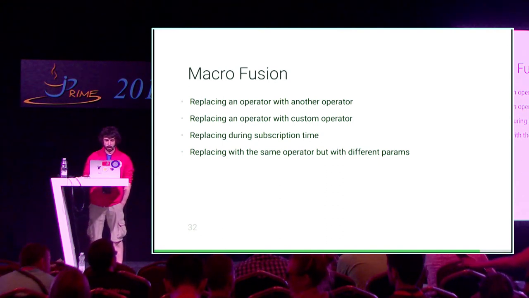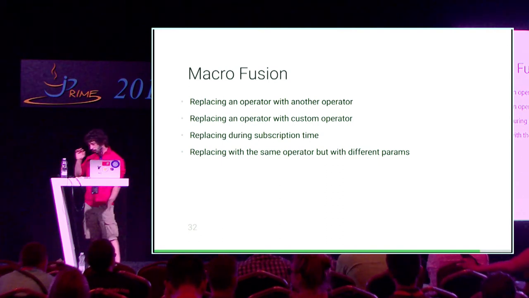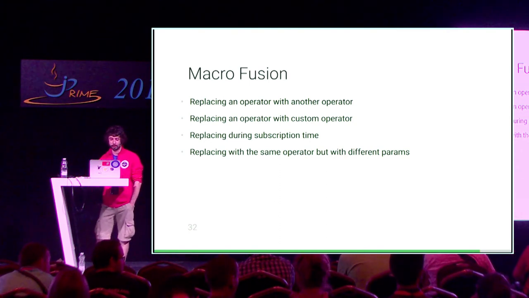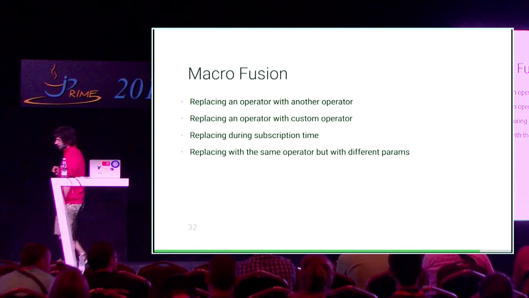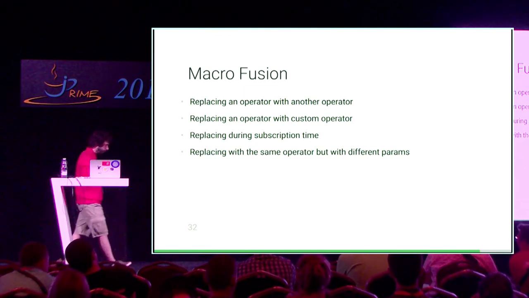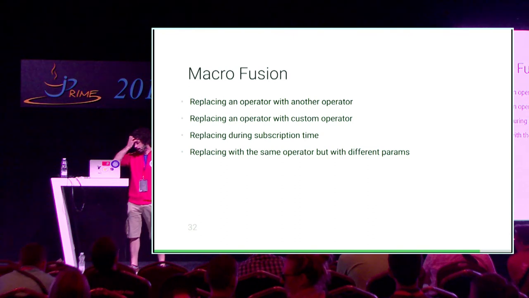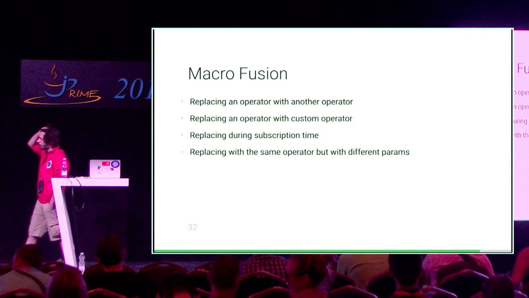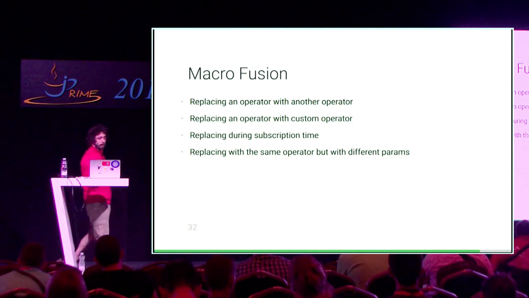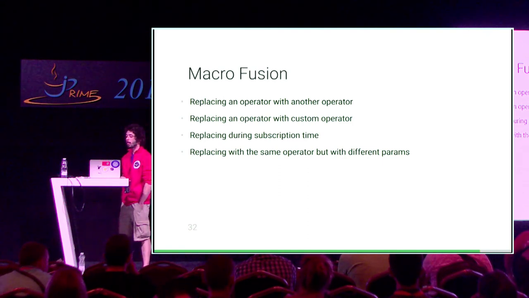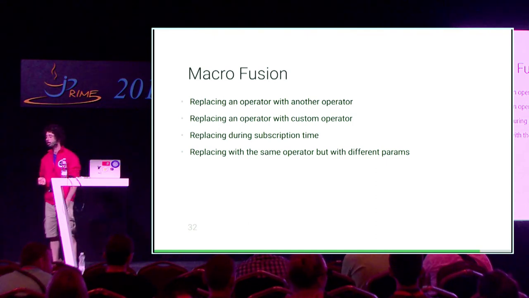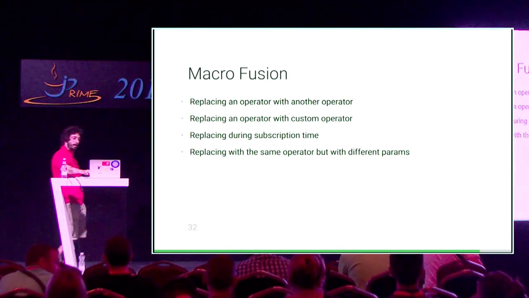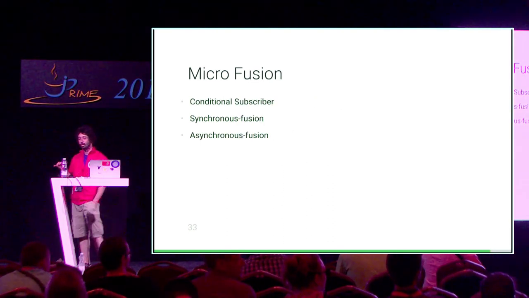So there are two different types of fusion. It's macro fusion and micro fusion. I will show. It's basically, as I said already, something that happens before the flow is running, and it can replace an operator with another. It can replace it with a custom operator, it can replace it during subscription time, or it can change the parameters of the operator in order to make it more performant.